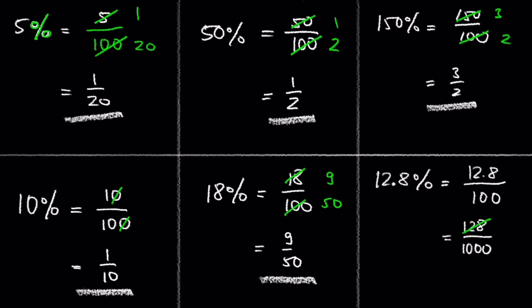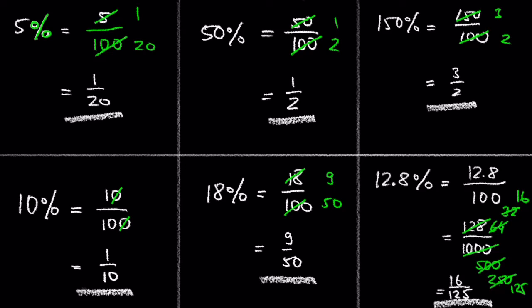128 divided by 2 is 64, and 1000 divided by 2 is 500. 64 divided by 2 is 32, and 500 divided by 2 is 250. 32 divided by 2 is 16, and 250 divided by 2 is 125. So 16 over 125 can't be simplified further. So 12.8% is the same as 16 over 125. And we are done with this problem.